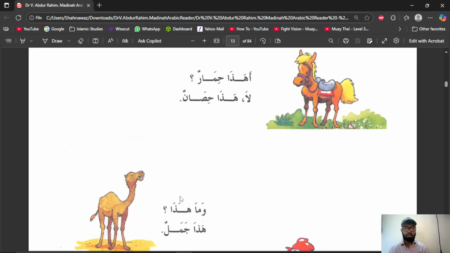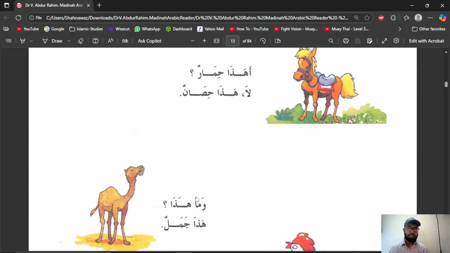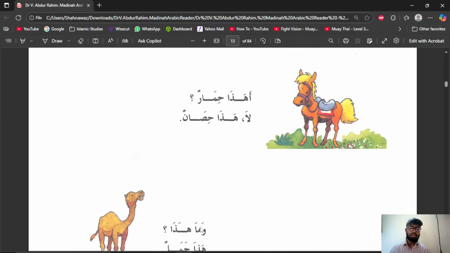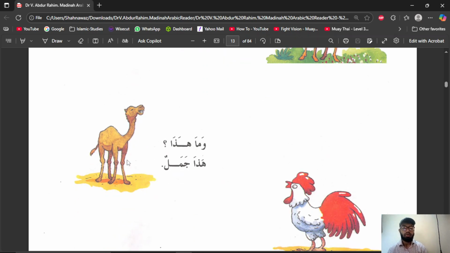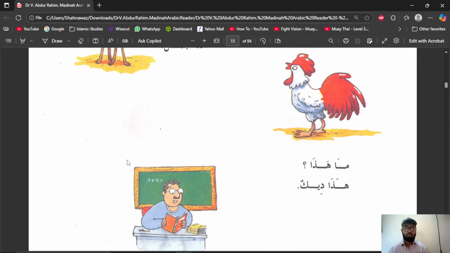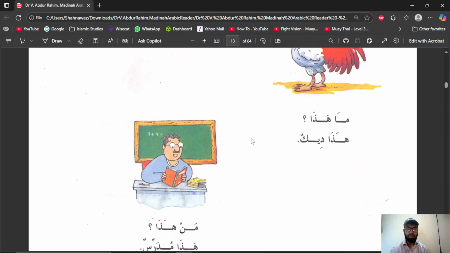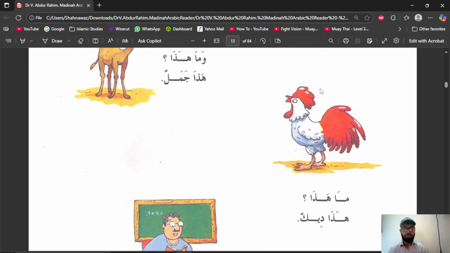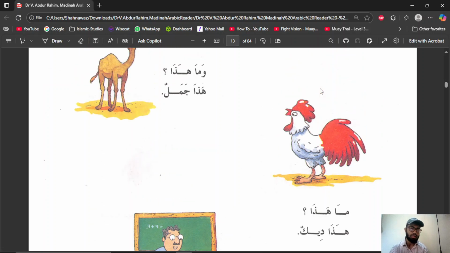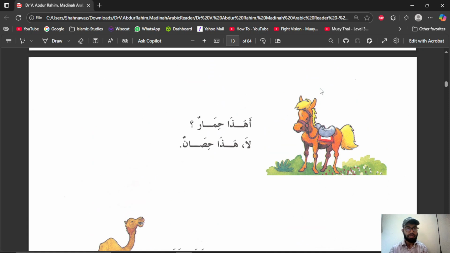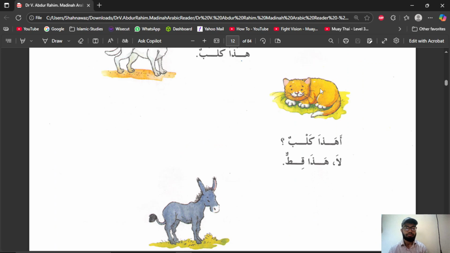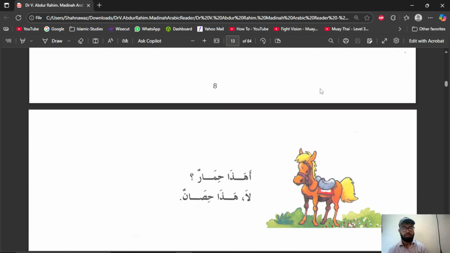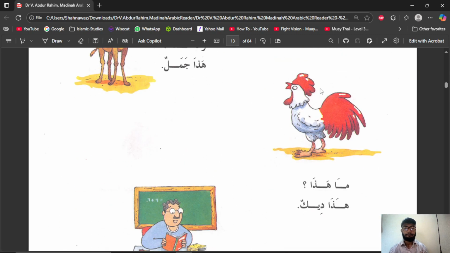So if you notice here, in some of the examples we are using ma hada, what is this, for non-human beings, and we are using man for human beings. So we use ma hada because it's an animal. We don't use man hada, who is this, for animals. So yeah, it's common sense. So we use who for human beings. Okay, so just keep this in mind.